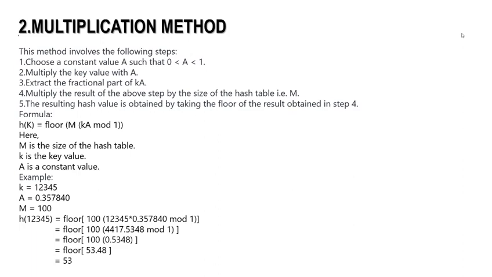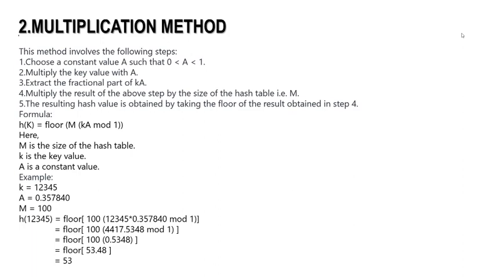Let k equal 12345, where we assume that A equals 0.357840. A is the constant value, which may be any value based on the hash table. Next, m is the size of the hash table, that is 100. By using the multiplication method, we substitute all these values, where h(12345) = floor(100 × (12345 × 0.357840 mod 1)).